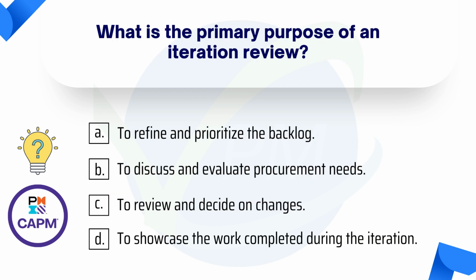Okay, so what is the primary purpose of an iteration review? Is it A, to determine and prioritize the backlog, B, to discuss and evaluate procurement needs, C, to review and decide on changes, or D, to showcase the work completed during the iteration?